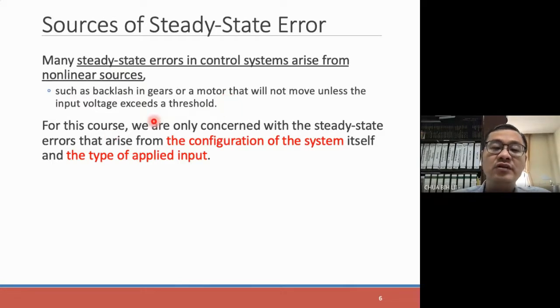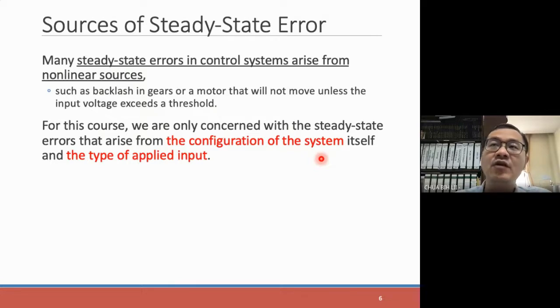Okay, we do not consider all these non-linear types of systems or errors. So probably most of this steady state error would be due to the configurations of the system. You may not set it correctly, or maybe the type of input that you supply is not proper for the system itself.